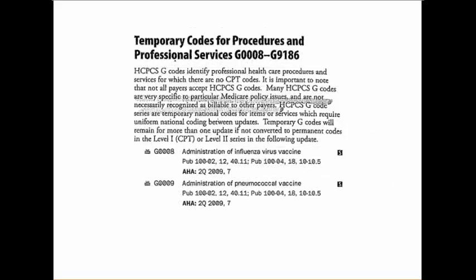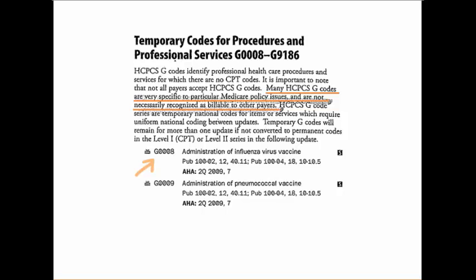Okay, so right out of your HCPCS book, your temporary codes for your G code categories. Now, notice it says many HCPCS G codes are very specific to particular Medicare policy issues and are not necessarily recognized as payable to other payers. A really good example of this is your very first code on this page, G0008, Administration of Flu Vaccine. This code is specifically used for Medicare-only patients and is not reportable to private third-party payers.